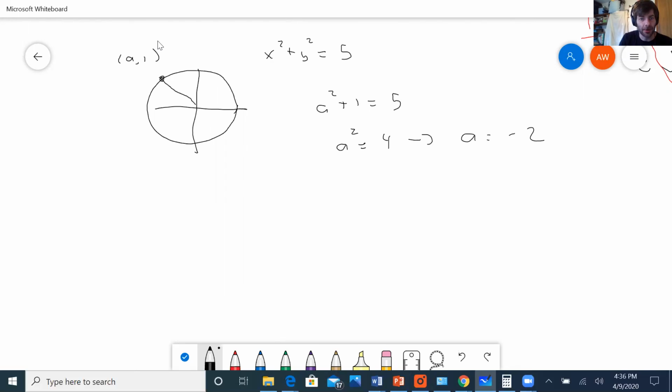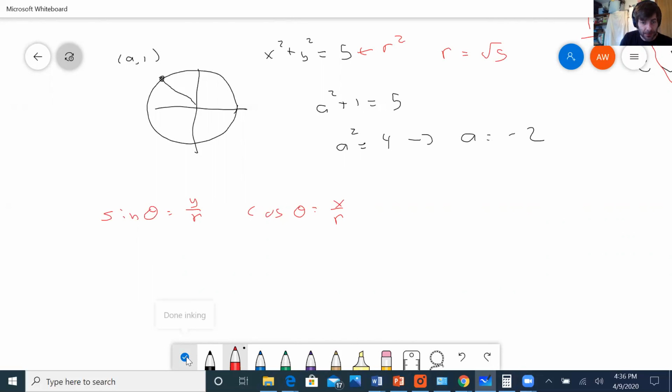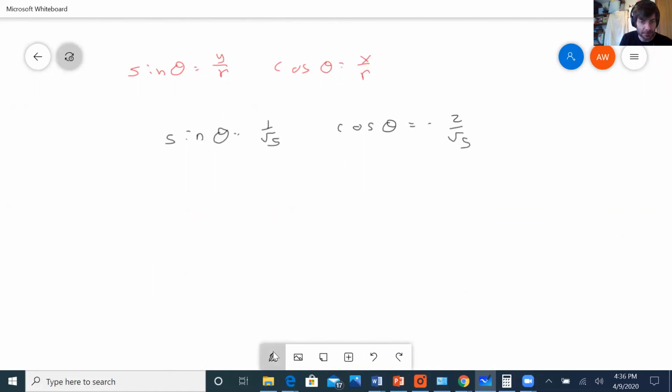Also, we want to remember that sine theta is y over r, and cos theta is x over r. And that 5 is my r squared, so I know that r is root 5. Okay, so that means my sine theta is 1 over root 5, and my cosine theta is -2 over root 5. And this question is asking me to find sine 2x, or sine 2 theta.